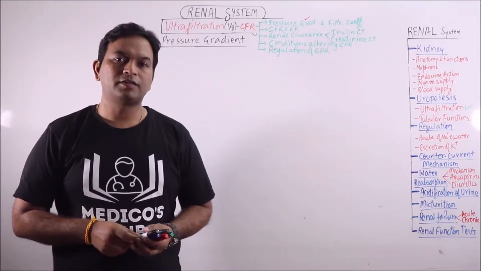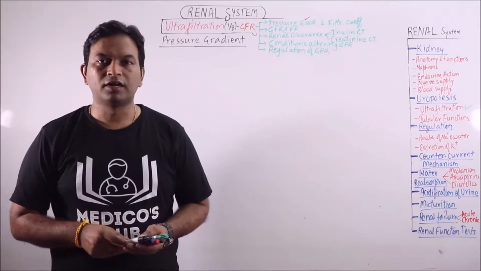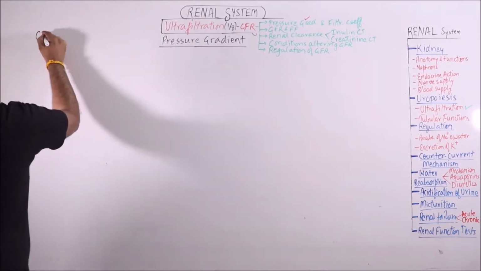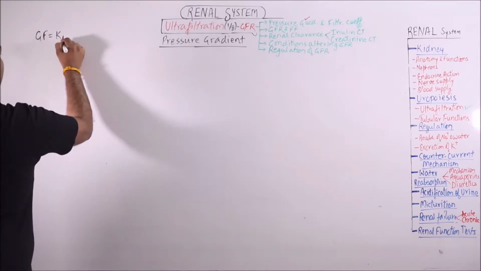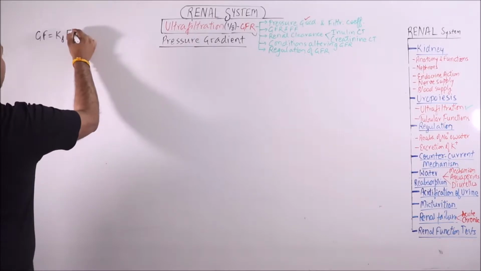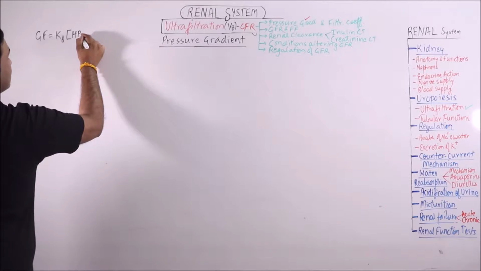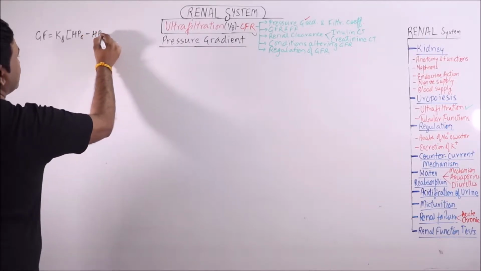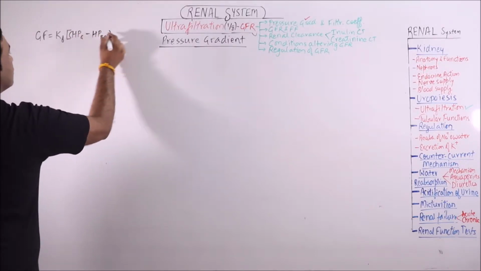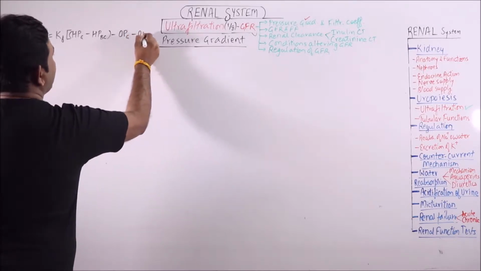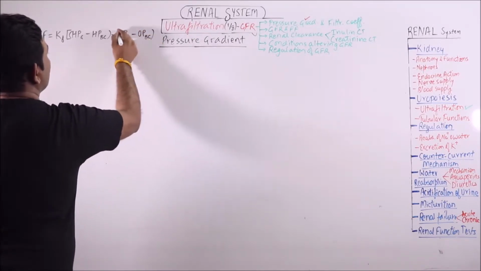In this video on renal system, I am going to discuss the topic GFR under ultrafiltration. We should know that glomerular filtration can be calculated by filtration coefficient multiplied by the difference in the pressure gradients like hydrostatic pressure in glomerulus minus hydrostatic pressure in Bowman's capsule and the osmotic pressure in glomerulus minus osmotic pressure in Bowman's capsule.